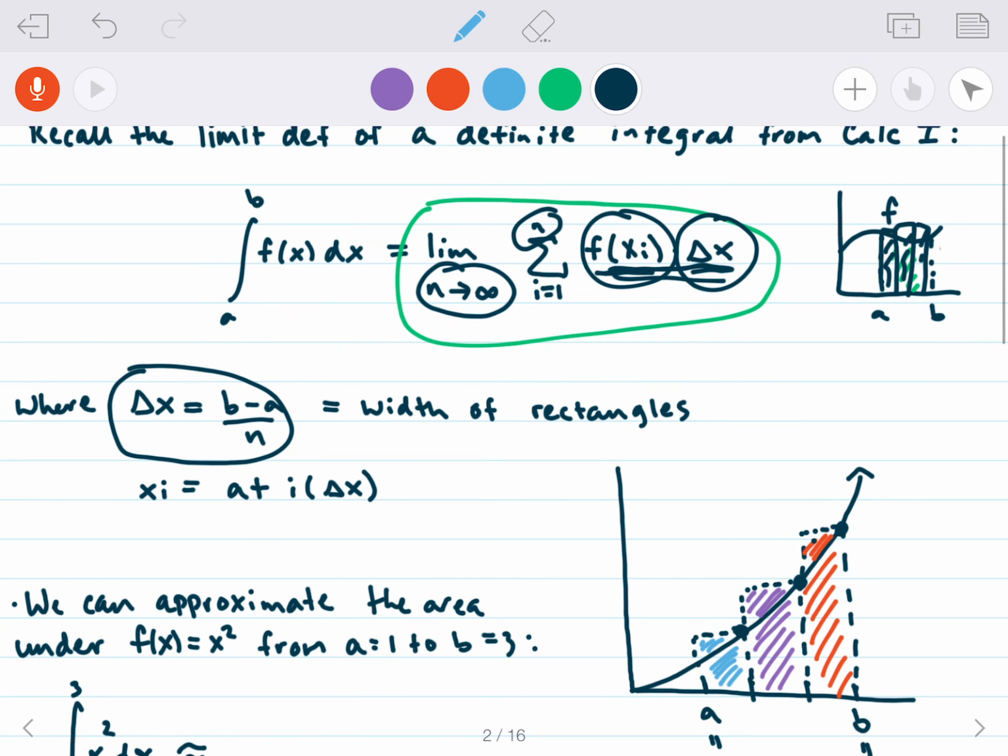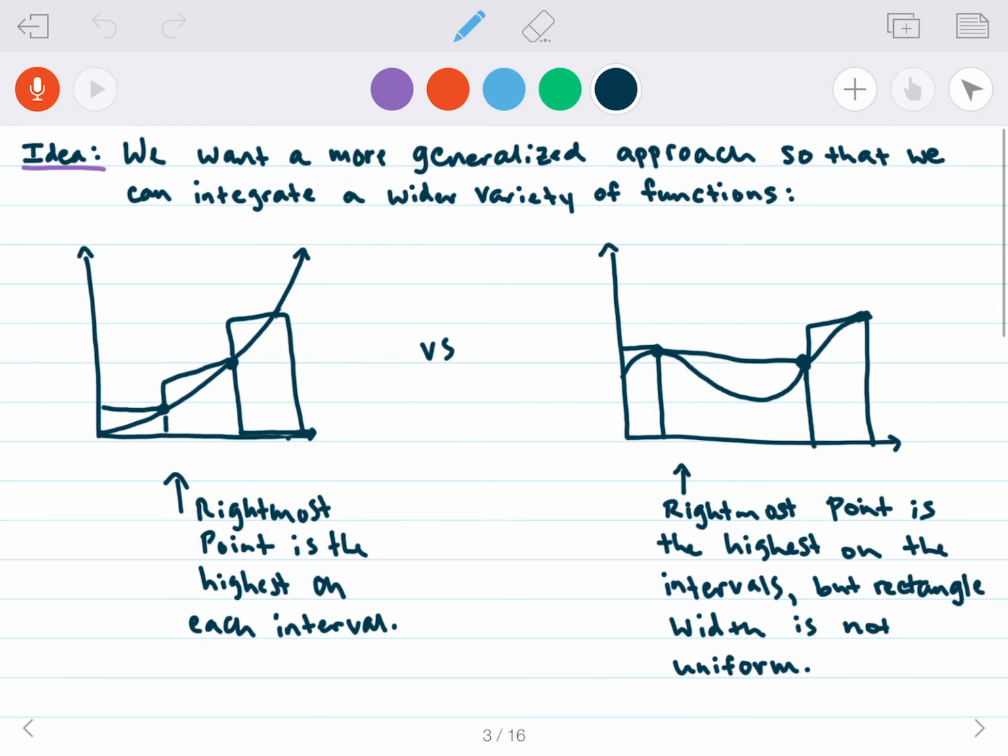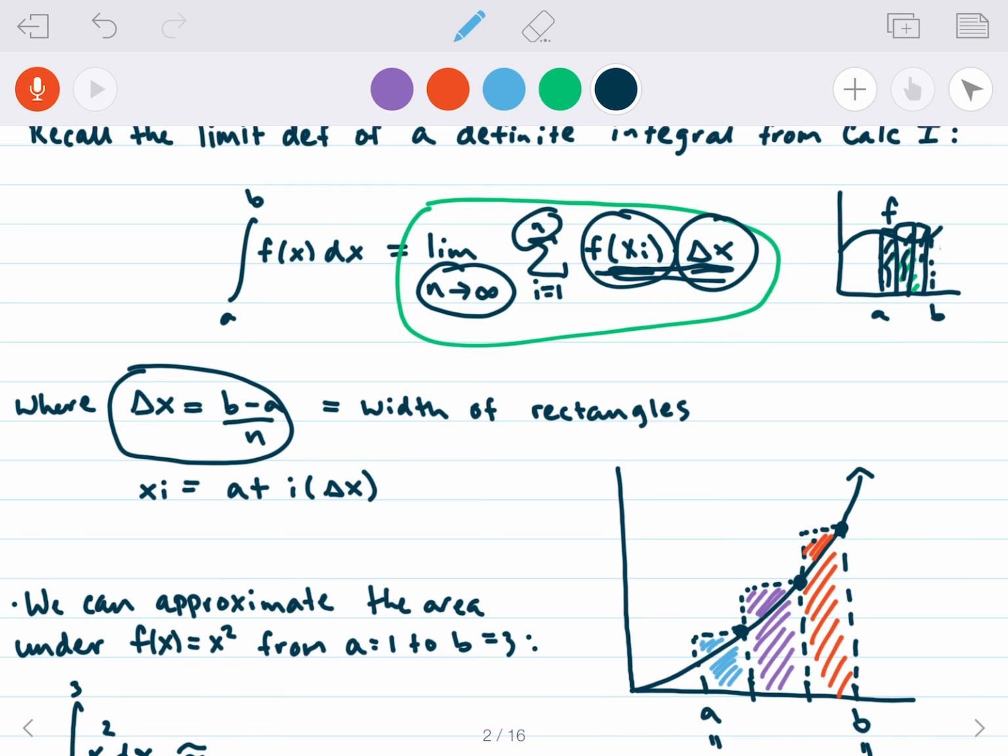Okay, and so here I have some of the things that I just said. Delta x is going to be the width of the rectangle, so that's going to be the difference between B and A, and depending on how many rectangles you want, that's what you're going to divide by. So that's going to be the width of each rectangle. And xi, for our example, we'll take xi to be the right endpoint. So what you're going to do is, x0, for instance, is the starting point of this partition of A to B.